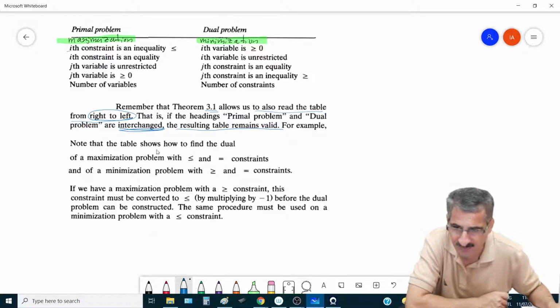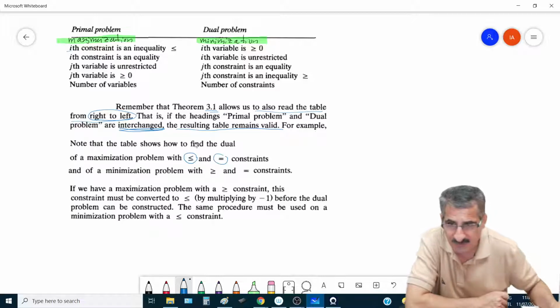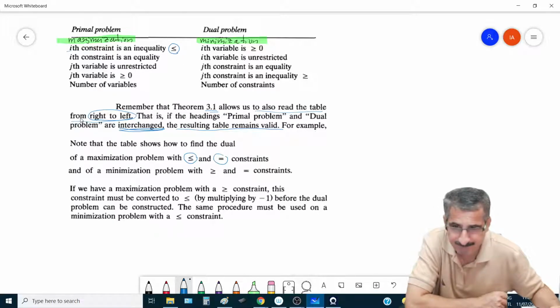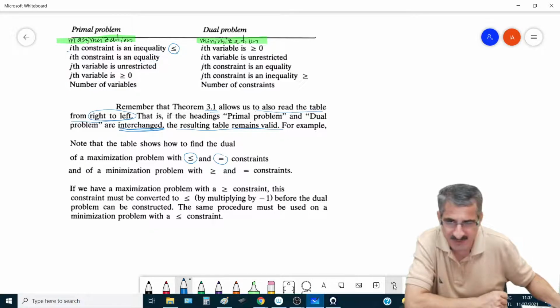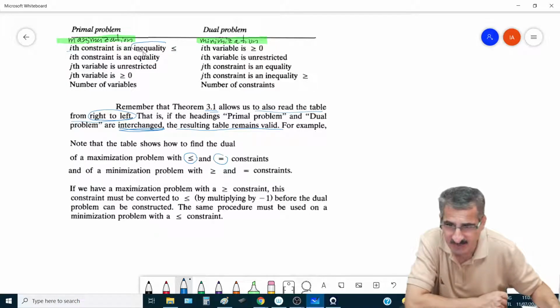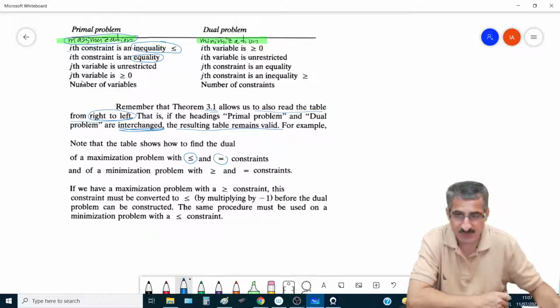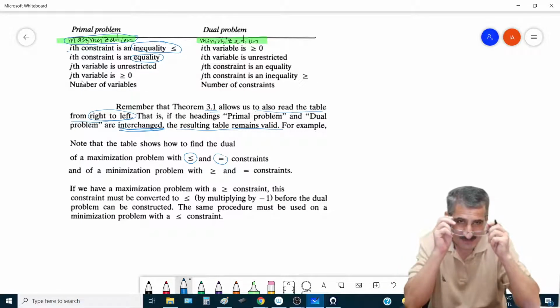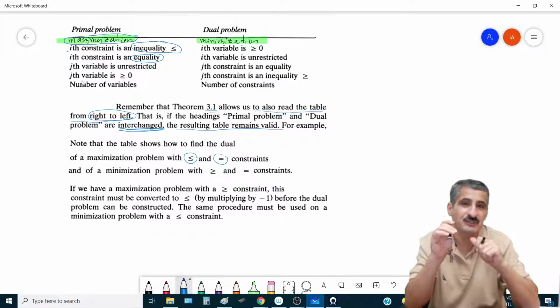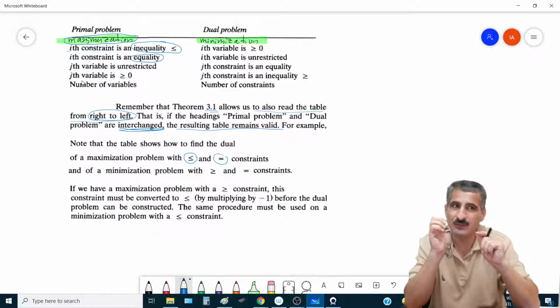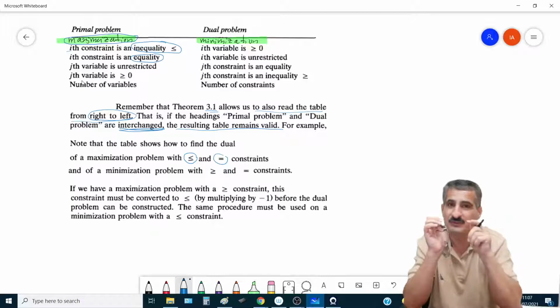Note that the table shows how to find the dual of a maximization problem with constraints that are either inequalities of type less than or equal, or equalities. This is tied to maximization. So if your original problem is maximization and you want to take the dual, you need to make sure those two types are what you have. You are not allowed to take the dual when you have a maximization and greater than or equal. You need less than or equal.